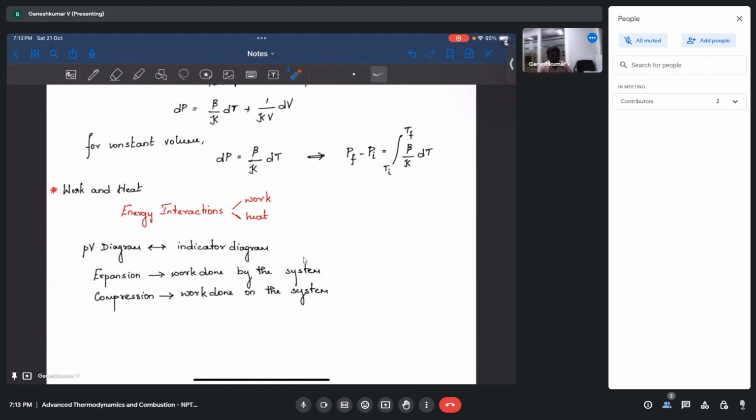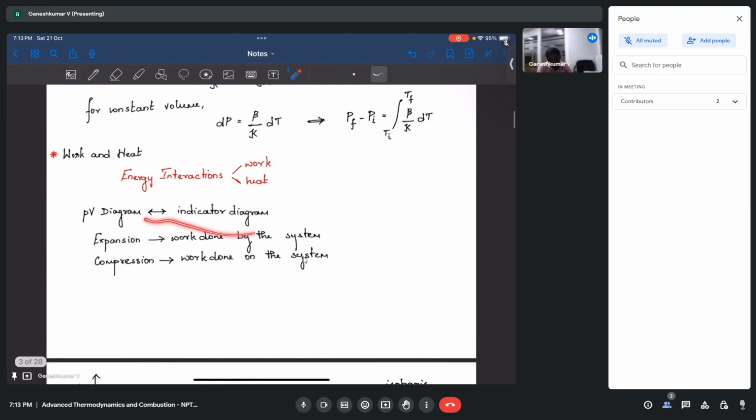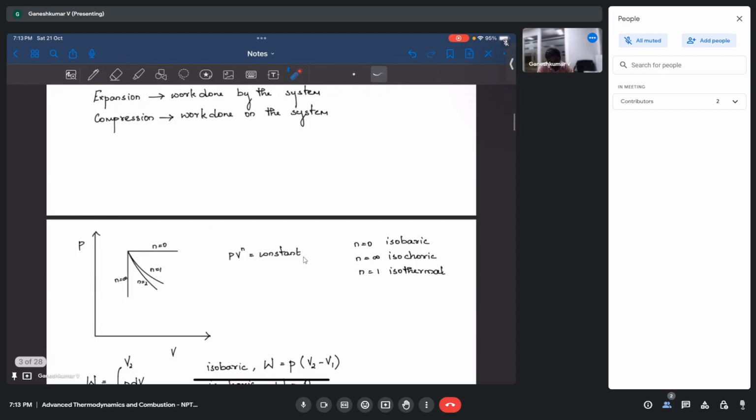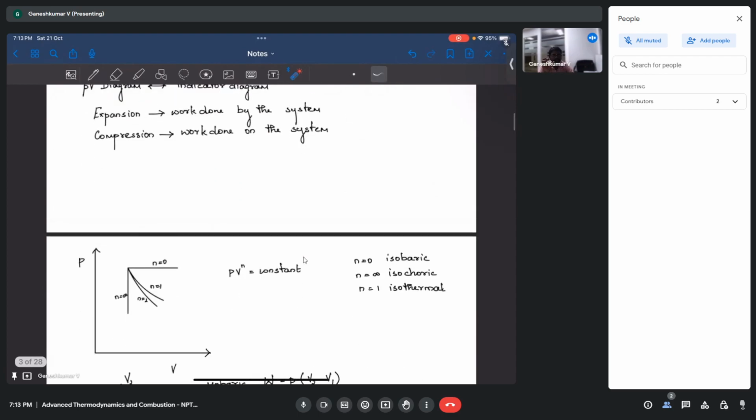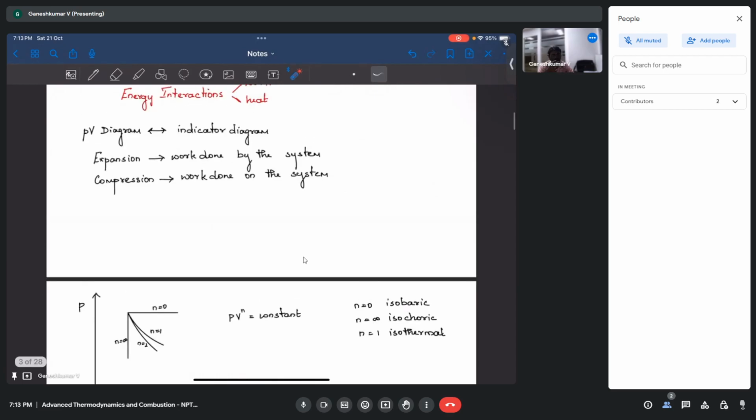And usually expansion processes are work done by the system, and compression processes are work done on the system. So you need to do some work in order to compress a material. That is why it is called work done on the system. And we also know that the PV diagram is called an indicator. So I just highlighted some important aspects which one should remember, and upon going through this you will understand what all the things we covered are.